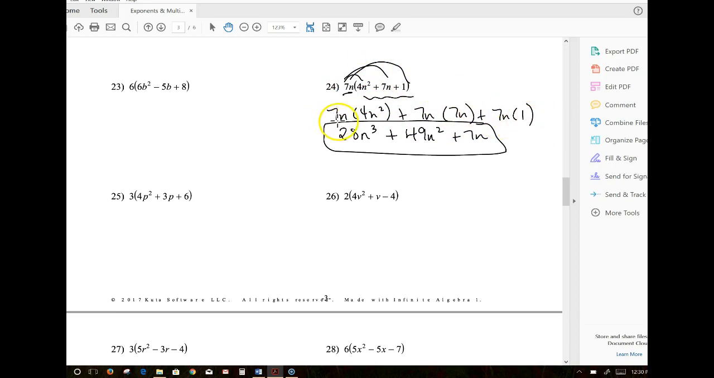Now we simplify. 7n times 4n squared gives us 28n cubed. 7n times 7n is 49n squared. And then finally 7n times 1 is just 7n. We have a cubed, squared, and to the first. They are not like terms, therefore, that is as simple as it gets.